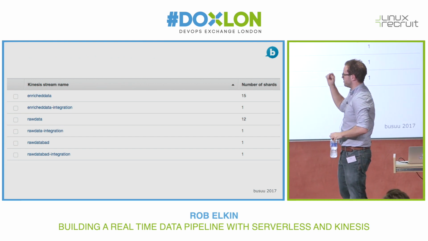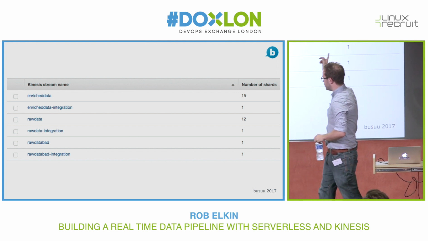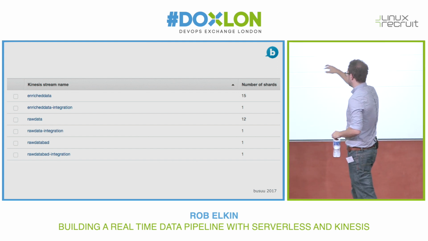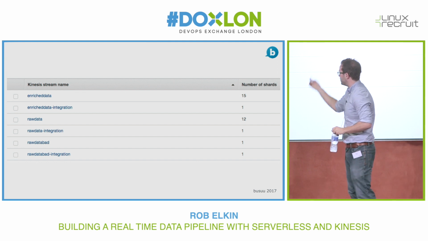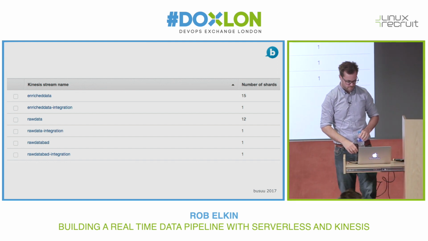So this is all our Kinesis. Well, this is a subset of our Kinesis streams, just to show you the different number of shards. So our enriched data and our raw data are 12 and 15 shards, and then we've got some integration and test ones there, which we just have small numbers of shards on.